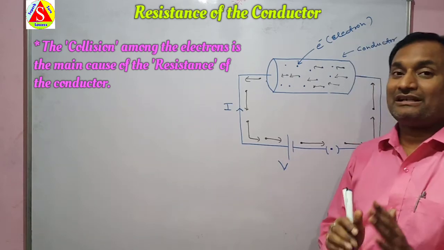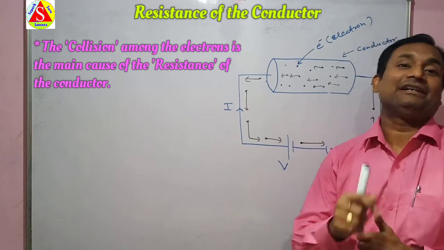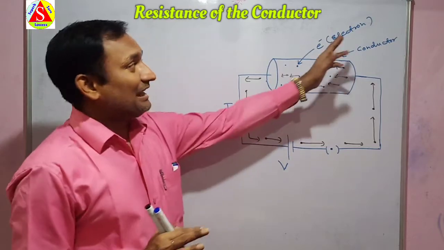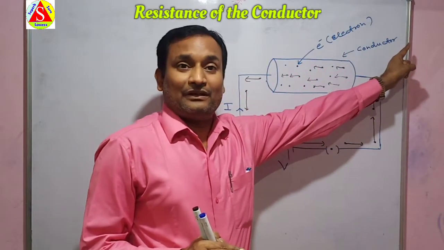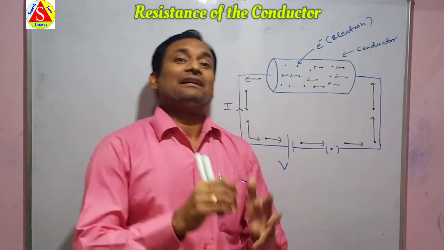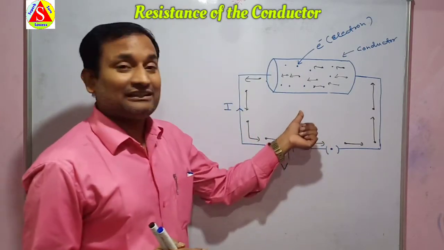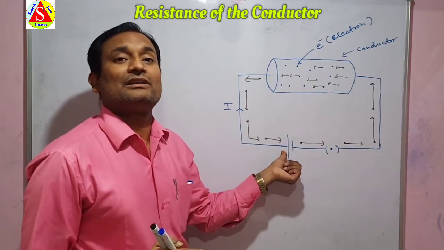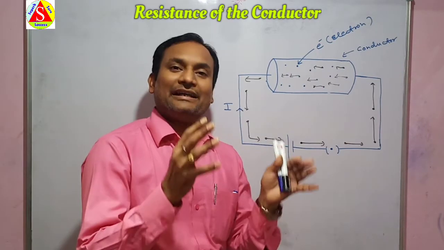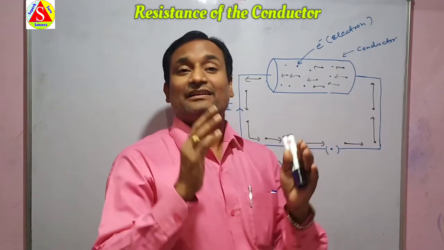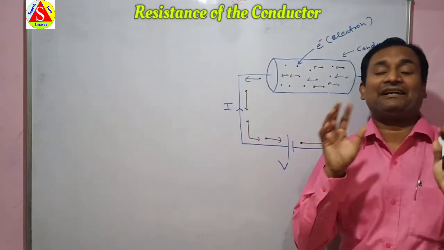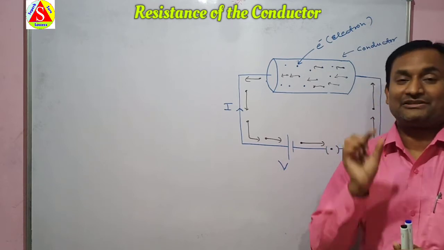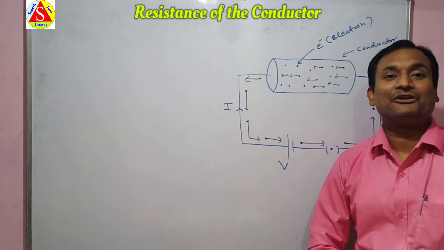I hope dear students this explanation is clear to you. As I told in the example, all the students have to reach the same table and collect their copies. In a similar manner, all the electrons have to reach towards the positive terminal of the battery. So again I am concluding that the collision among the electrons inside the conductor or conducting element is the main cause of resistance. I hope this is clear to you.